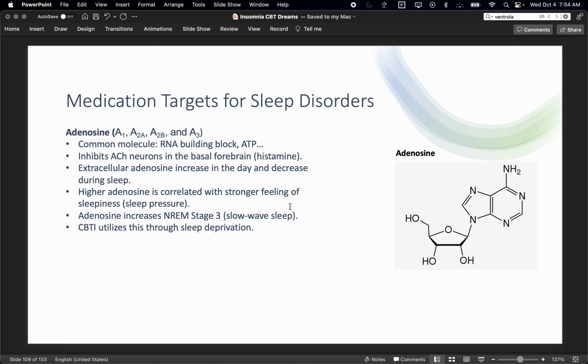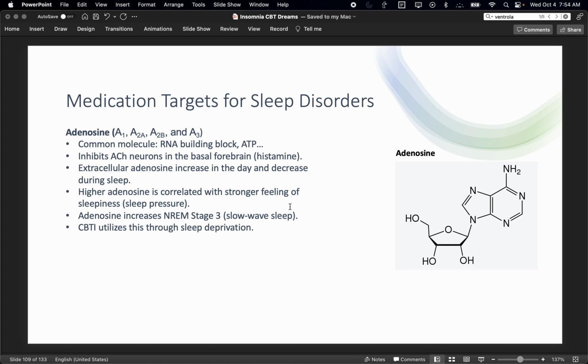So higher adenosine correlates with a stronger feeling of sleepiness. This idea of sleep pressure. Adenosine increases in non-REM stage 3, the slow wave sleep stages. So if you have a lot of adenosine built up in your body, the stage 3 slow wave sleep is longer.